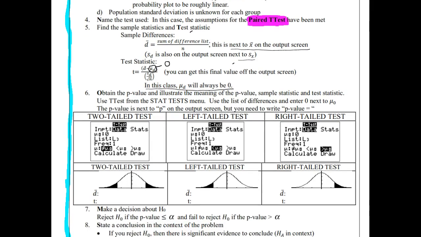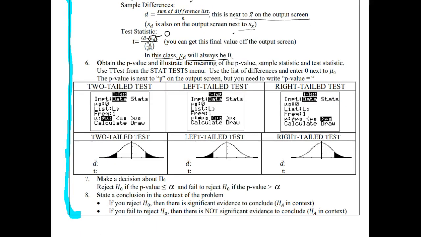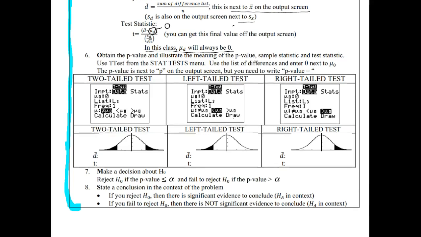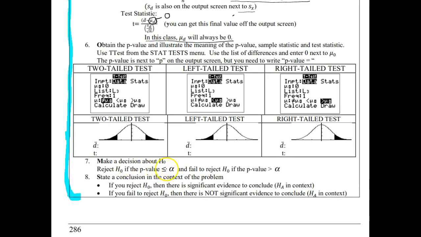And then we're going to obtain the p-value using technology, and we'll make a graph to make some sense out of that p-value and the value of d bar and t. And then making a decision about H0, same logic as before. We're going to reject H0 if the p-value is less than or equal to alpha and fail to reject if it's greater. And then stating a conclusion, same logic as always. If we reject H0, there is significant evidence to conclude HA. And if we fail to reject H0, then there's not significant evidence to conclude HA.